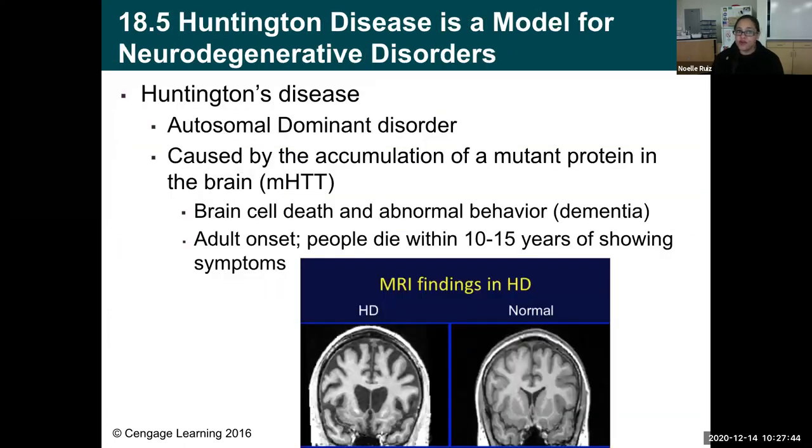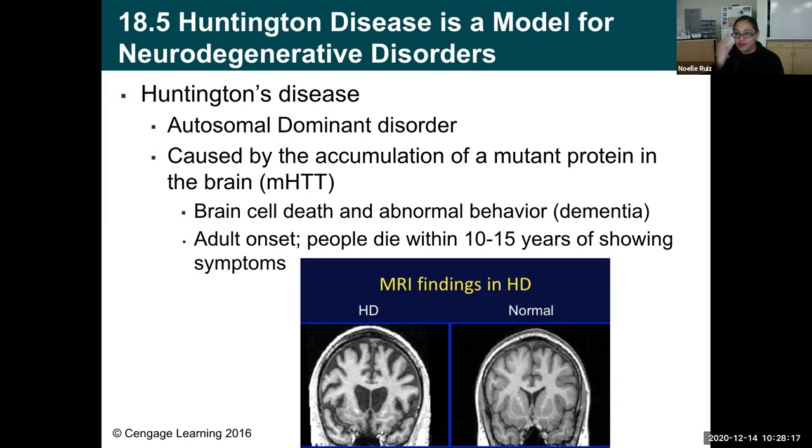Huntington's disease is a model for neurodegenerative disorders. That means disorders of the brain when the brain just deteriorates. It's an autosomal dominant disorder, so it's a fairly simple disorder. It's one of the few rare ones. It's caused by the accumulation of a mutant protein in the brain called huntingtin, which causes brain cell death and abnormal behavior like dementia.